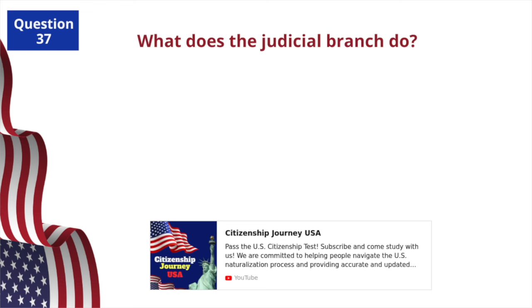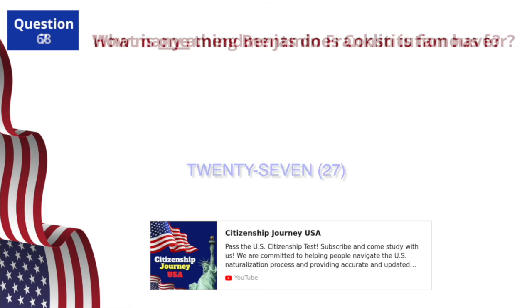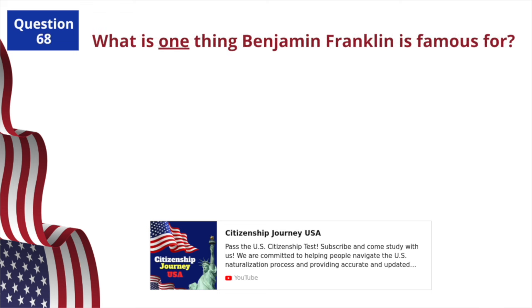What does the judicial branch do? Reviews laws. How many amendments does the Constitution have? 27. What is one thing Benjamin Franklin is famous for? U.S. diplomat.